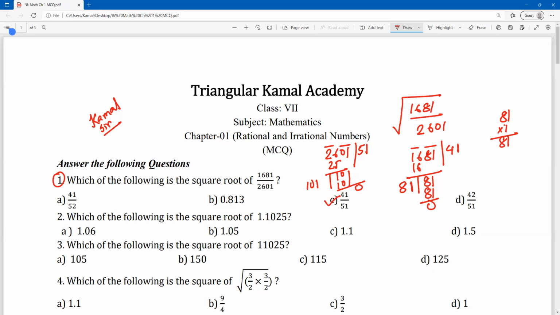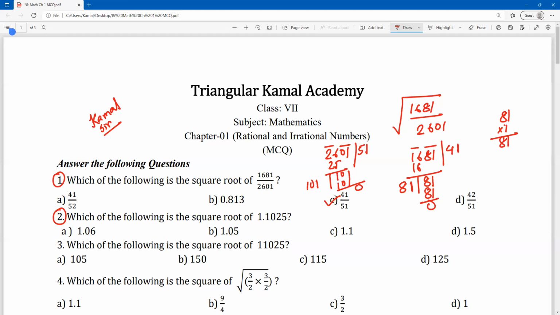Dear students, first, you have to know how to find the square root by the division method or the prime factorization method. Then you can identify this number easily. So question number 2. Which of the following is the square root of 1.1025? In the same way as the previous one, you have to find the square root.